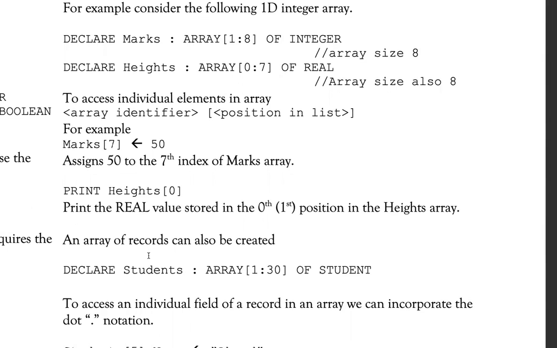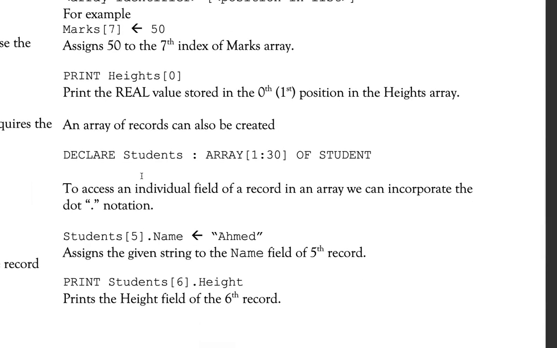Similarly, if I want to print a value, I can also do that. For example, my heights array begins with index position 0, and printing the contents of the heights array at index position 0 means that I'm printing the first element that's stored in the heights array. So when you work out the indexing, you can treat it just like any other variable. You can also create arrays of record data types, as mentioned before.